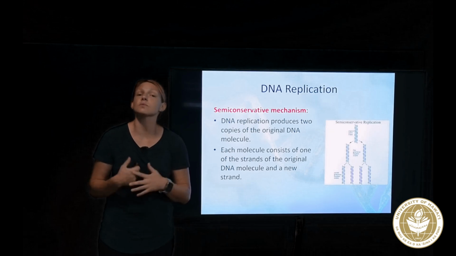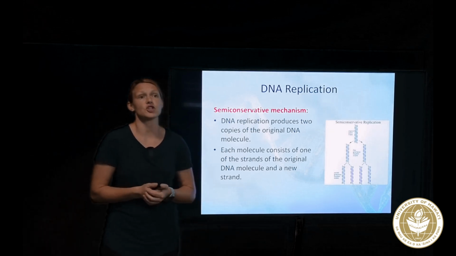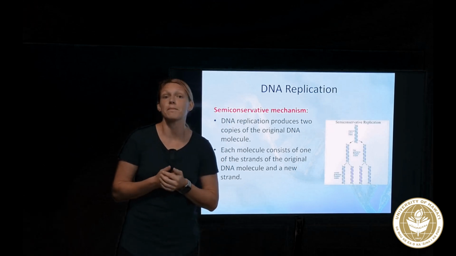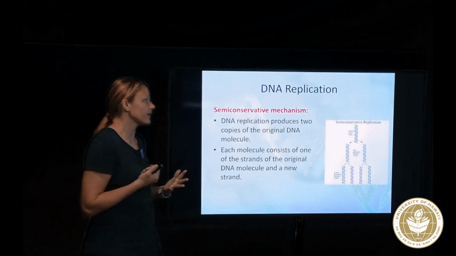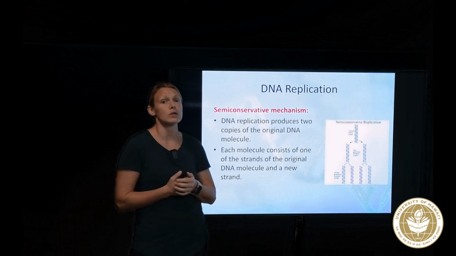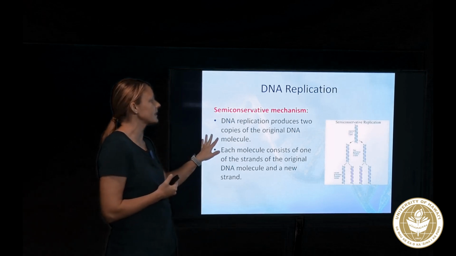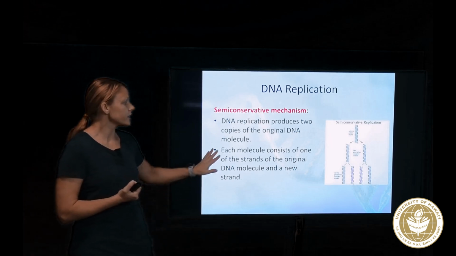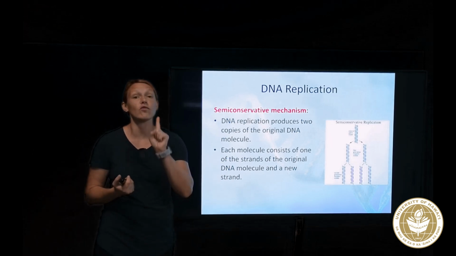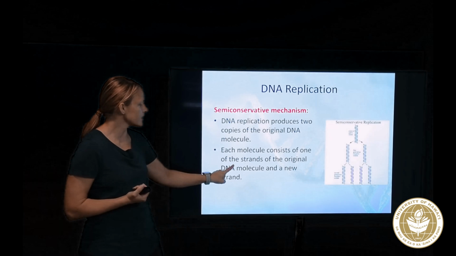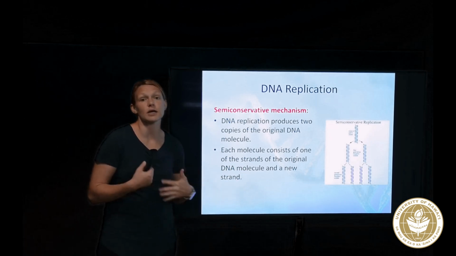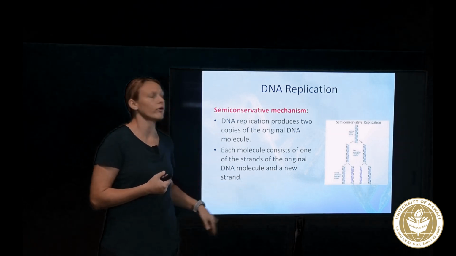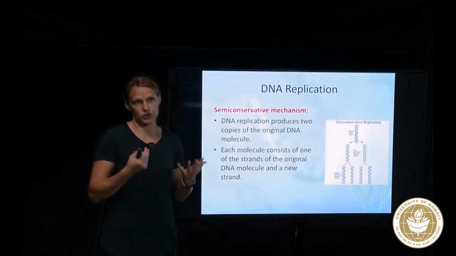In terms of this process of DNA replication, it is what we call a semi-conservative mechanism. And what I mean by this is that DNA replication produces two copies of that original DNA molecule. Each molecule is going to consist of one of the strands of the original DNA molecule, sometimes termed the parent strand, and a new strand, which we sometimes call a daughter strand.